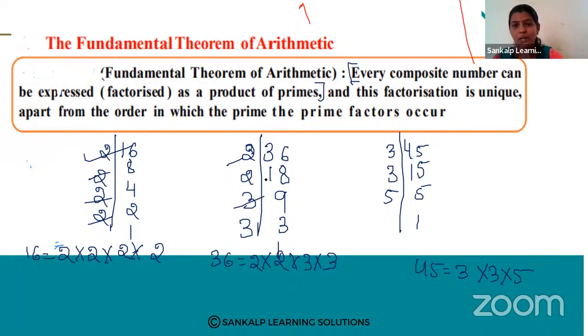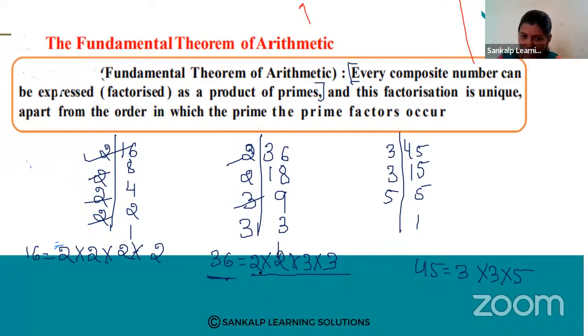Did we get any number other than prime numbers? Yes, observe carefully. No. So 2 is a prime number, 3 is a prime number. 2 2s are 4, 4 3s are 12, 12 3s are 36, right? So this 36 is a composite number. It can be expressed as the product of prime numbers. This is what our theorem states, right? And this factorization is unique.